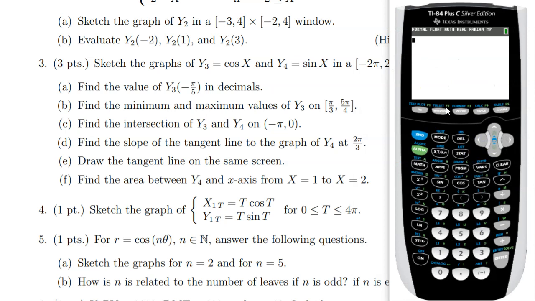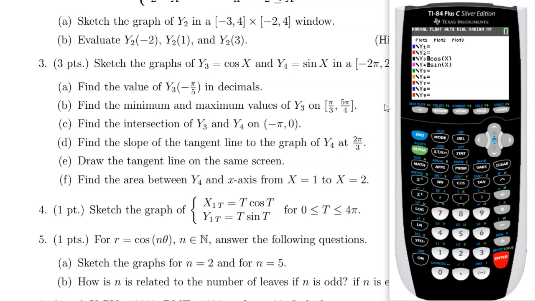We're going to define y3, so we're going to go down to y3. And you have cosine of x. Hit enter. All right, so we got that. Next one is sine of x. Where's sine? Sine of x. Right parenthesis, and we have that.